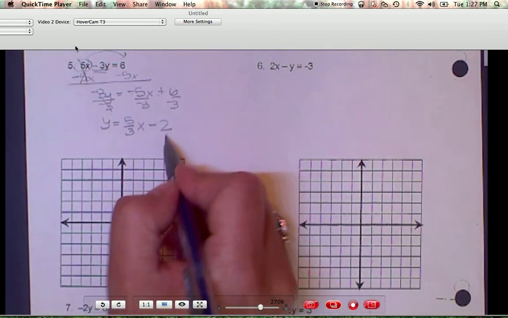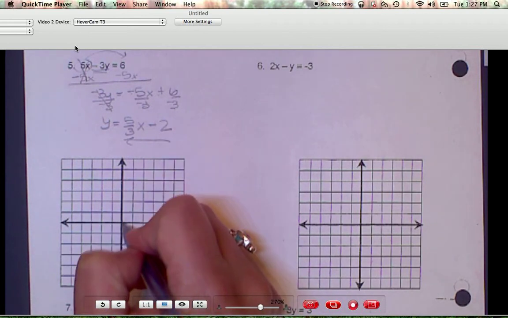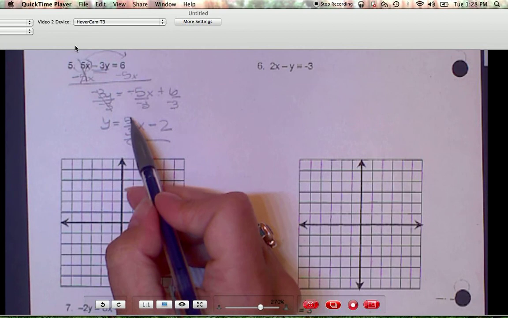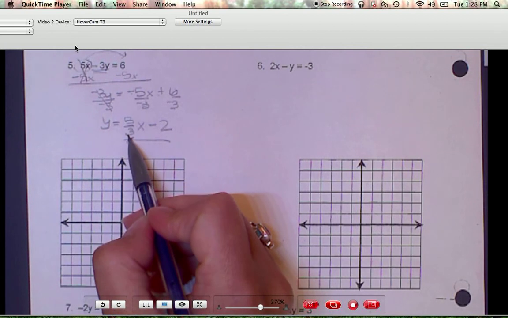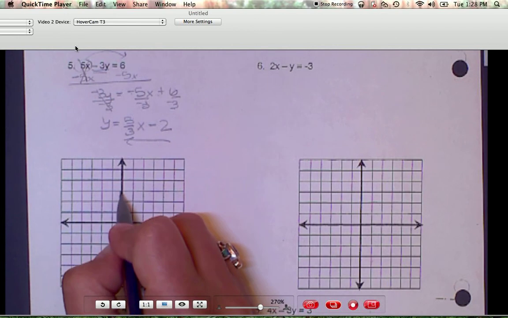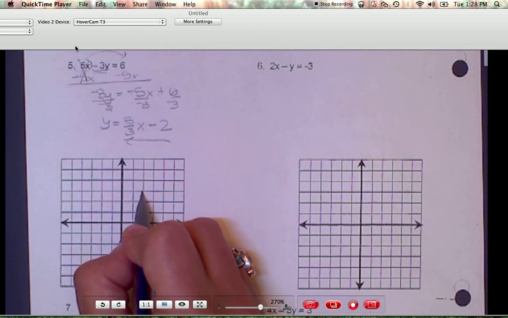So our y-intercept is negative 2. On the y-axis, we go down 2. And 5 over 3, floors over doors, up 5. 1, 2, 3, 4, 5. To the right, 3. 1, 2, 3.